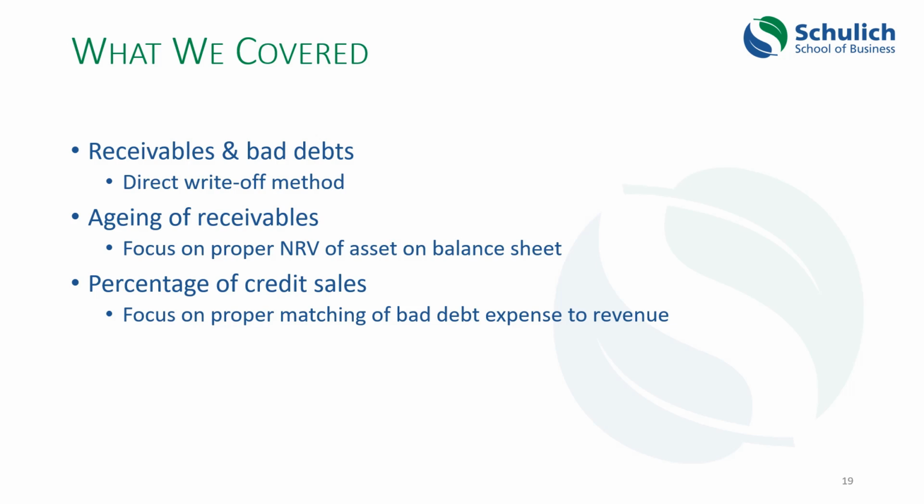The other two methods, the aging of receivables method and the percentage of credit sales method, were used to achieve better net realizable value on the balance sheet, and in the second case, proper matching of bad debts expense. So both of those methods will achieve those goals to a certain extent. Both of them will improve the net realizable value that's disclosed on the balance sheet. Both of them will produce better matching. But in the one case, you have a focus on the balance sheet, and in the second case, you have a focus on the income statement.